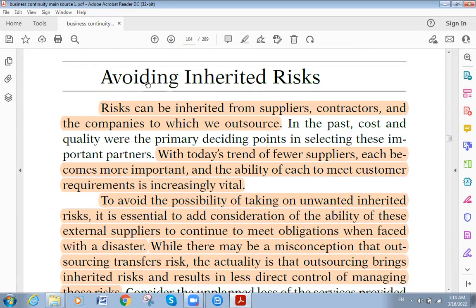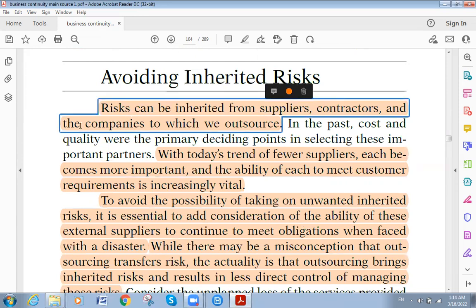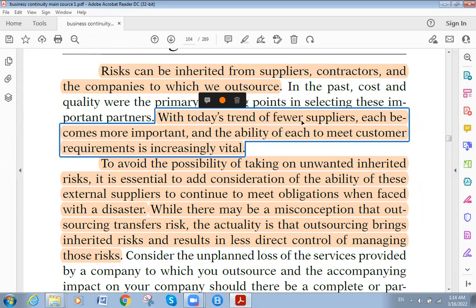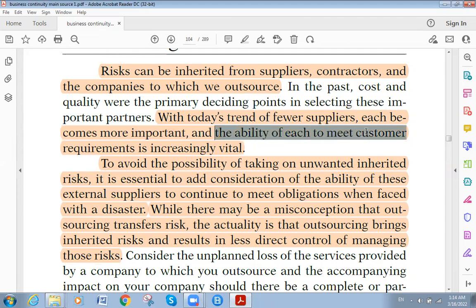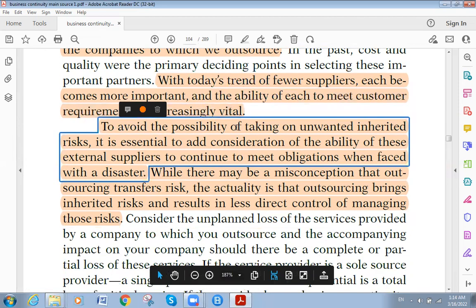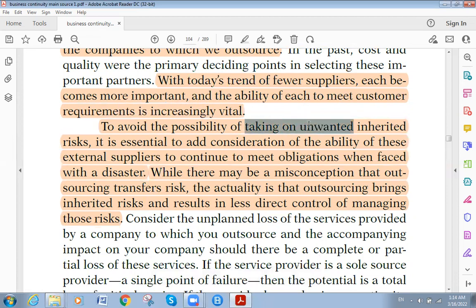So what do we mean by avoiding inherited risk? Risk can be inherited from suppliers, contractors, and the companies to which we outsource. With today's trend of fewer suppliers, each becomes more important, and the ability of each to meet customers' requirements is increasingly vital. Now, to avoid the possibility of taking on unwanted inherited risk, it is essential to add consideration of the ability of these external suppliers to continue to meet obligations when faced with a disaster.